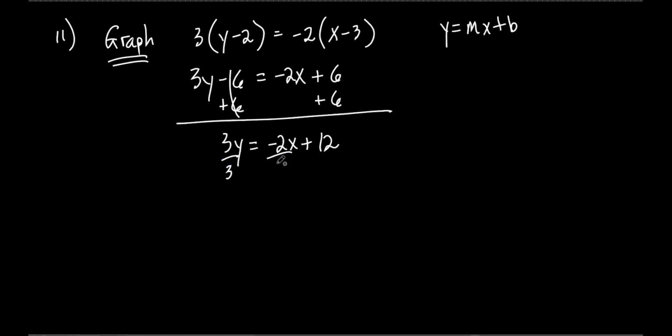Divide by 3, divide by 3, divide by 3. So what do we get? Y equals negative over negative. It's positive 2/3 x plus 12 over 3, which is 4.